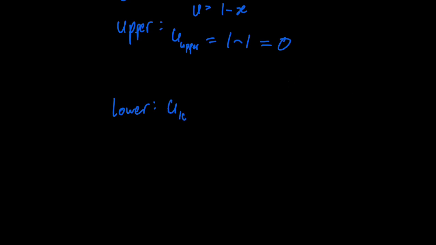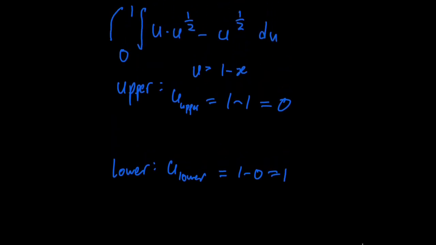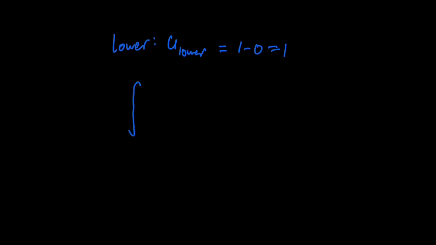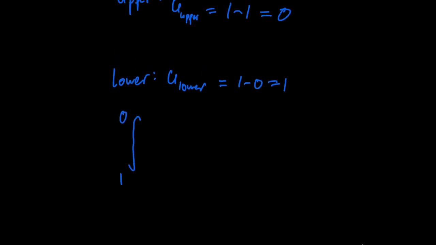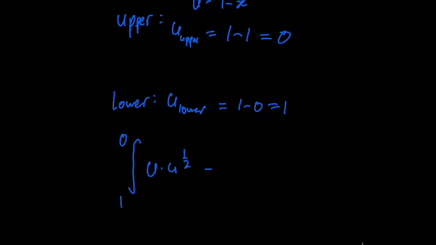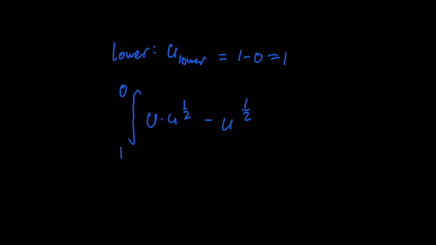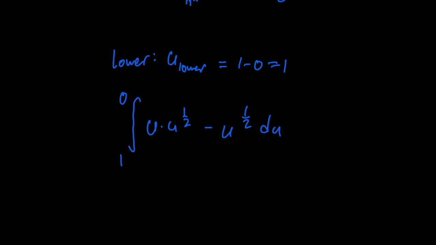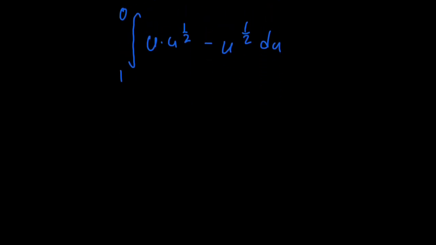And then the u lower is equal to 1 minus 0, which is equal to 1. So what we've basically just done is we've flipped these boundaries here. Okay? So it'll be from 1 to 0 of u to the power u times u to the power of 1/2 minus u to the power of 1/2 du.